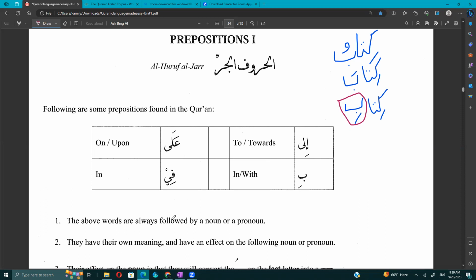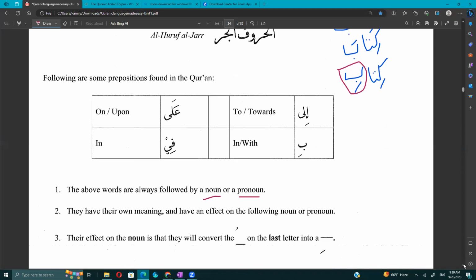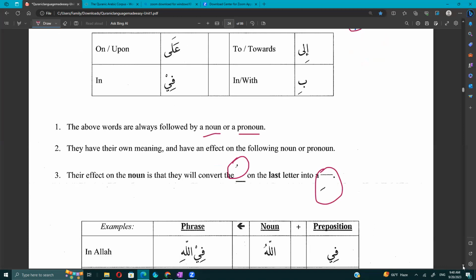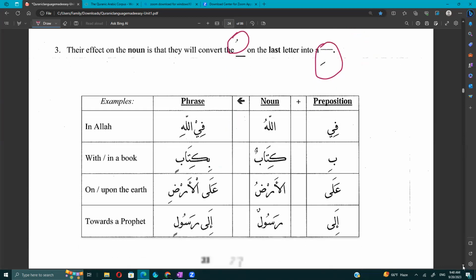The above words are always followed by a noun or a pronoun. Okay, ila, ala, bi, fi, they're always followed by a noun or a pronoun. They have their own meaning and have an effect on the following noun or pronoun. What is the effect? Their effect on the noun is that they will convert the dhamma, the pesh, on the last letter into a kasra, that is the zer, right? If it was kitabu, it becomes kitabi. Okay, like for example, the word Allahu, right?